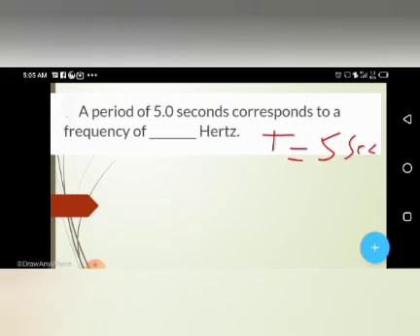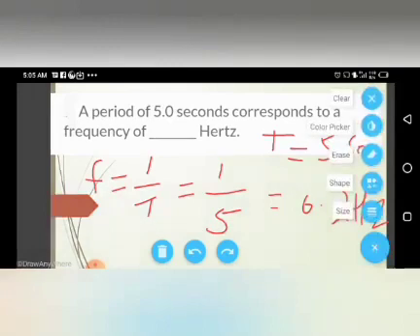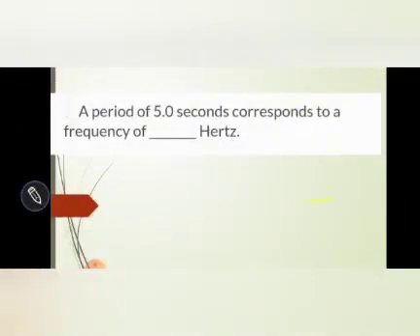We already know that the formula for calculating frequency is F equals 1 over T. So when we put the value of T, it becomes 1 over 5. By dividing we get 0.2 hertz. So 0.2 hertz is the frequency that corresponds to a time period of 5 seconds. From this question we can also conclude that if the period of a body is high, then its frequency will be low.